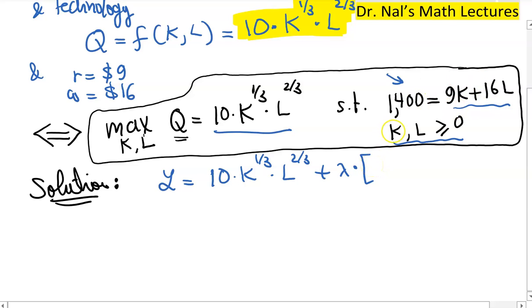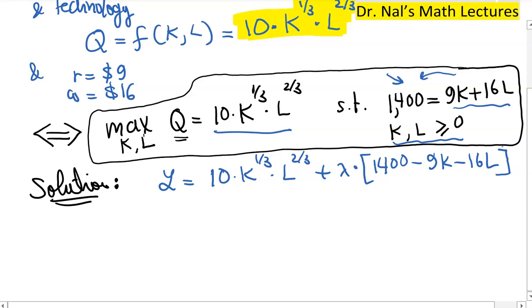And all we do is move expressions to one side of the equation. It doesn't matter which one you move. I think in the cost minimization, we moved the constant to the other side. This time, let me do the other way around. Let me move these two expressions to the left-hand side. So that will give us 1,400 minus 9K minus 16L, and close the parentheses. That's it. That's the Lagrangian.